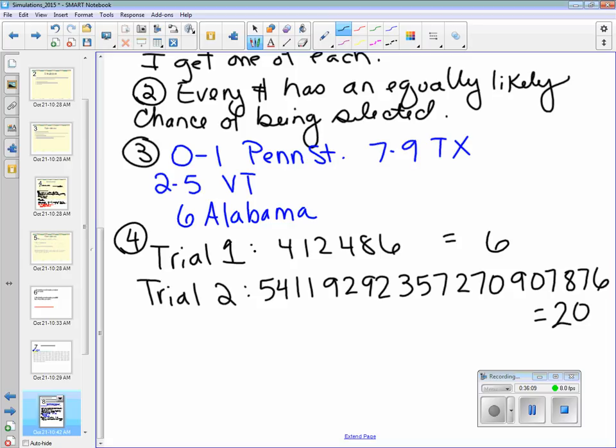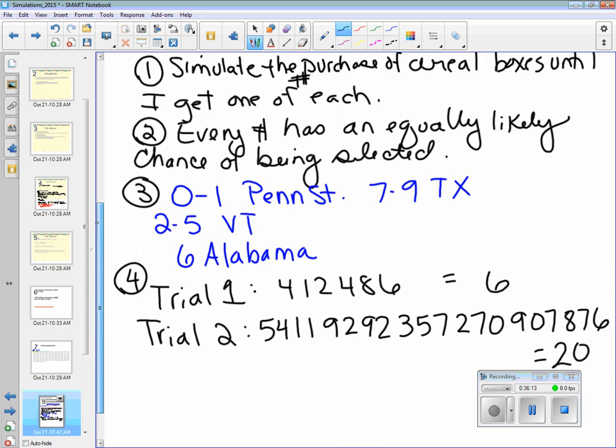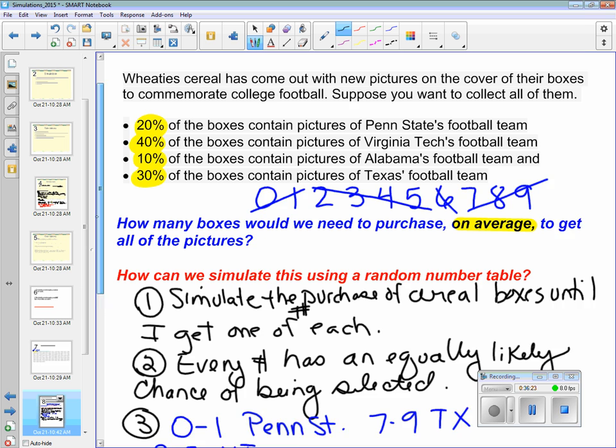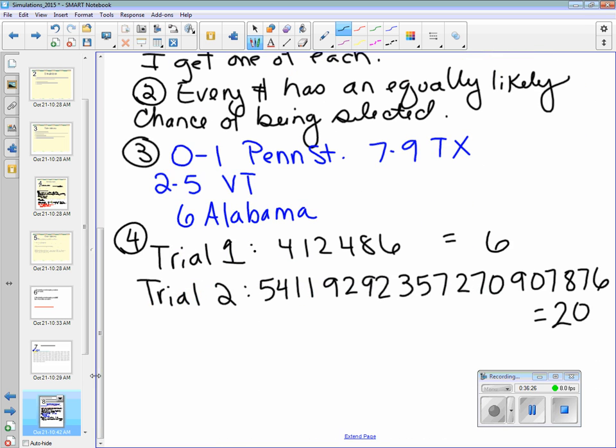Because, well, let's make sure we understand the question. The question asked in the problem: how many boxes will we need to purchase on average to get all the pictures? So how am I going to do that? So here's what I'm going to do. I'm going to pause the recording, and we'll go ahead. How many trials do you think I should do?